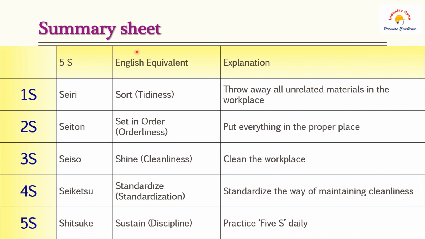Before I move on, I would like to recap the main points. As I already explained, 5S is a Japanese methodology in which 1S means Seiri or sorting, throw away all unrelated material in the workplace. 2S means Seiton or set in order, put everything in the proper place. 3S means Seiso or shine, clean the workplace. 4S means Seiketsu or standardize, standardize the way of maintaining cleanliness. And 5S, Shitsuke, sustain, practice 5S daily.